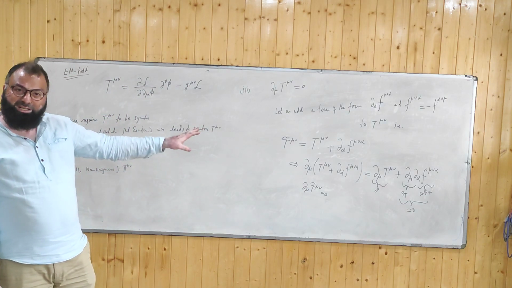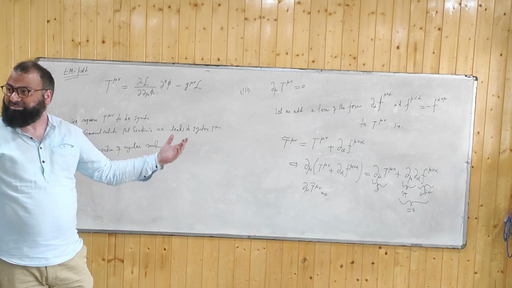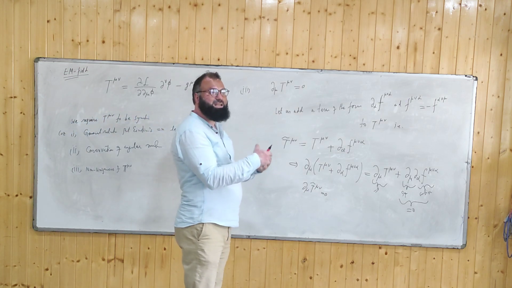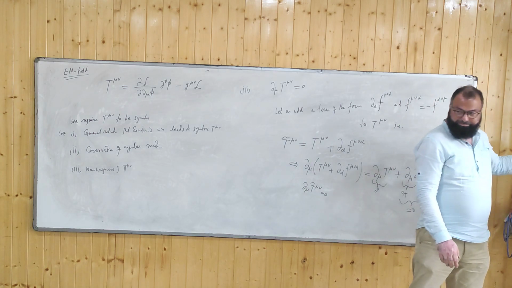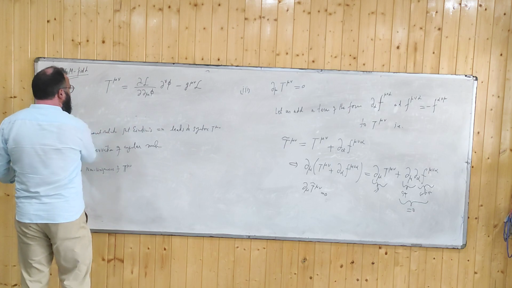I will show in a moment when we do the electromagnetic tensor, I mean the energy momentum tensor for the electromagnetic field. Here we can add an arbitrary term such that we can make this T mu nu unique. Clear? Now let's go to the conservation of the angular momentum.